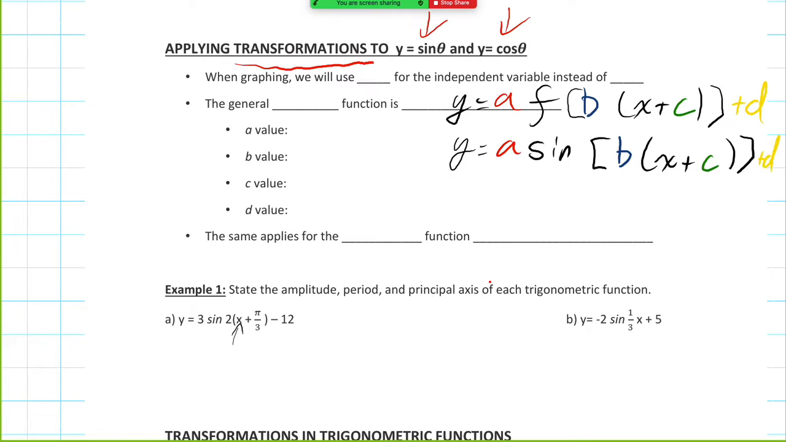And the same concept, without rewriting everything, we could just write in the word cos, and everything else is technically the same there. What's important here is trying to figure out what these values do. If you remember quadratic functions, your a value here has to do with vertical stretches and compressions.